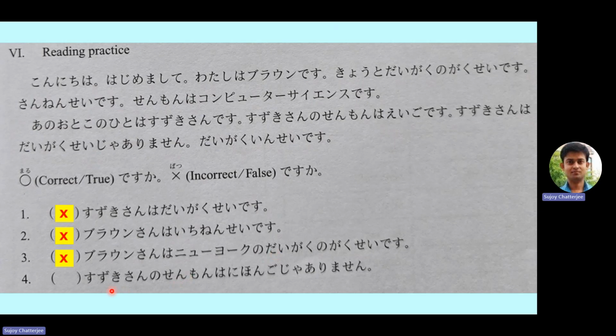The last one, Suzuki-san no senmon wa Nihongo ja arimasen. So from here we know that senmon wa eigo desu. Eigo means English, specialized in English. So here it is mentioned that Suzuki-san's specialization is not Japanese, Nihongo. That means this sentence is correct. So we put a maru here, which is a circle. Very, very interesting. And remember, you will get this type of question in the JLPT N5 as well.